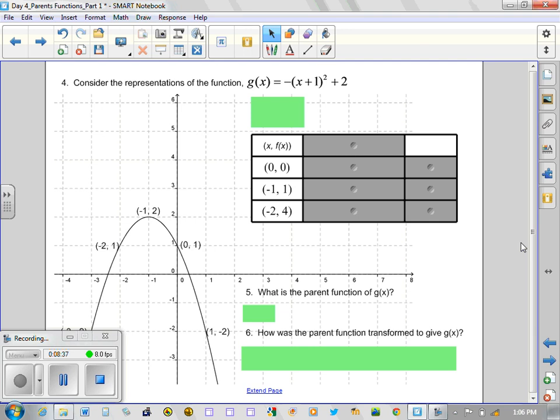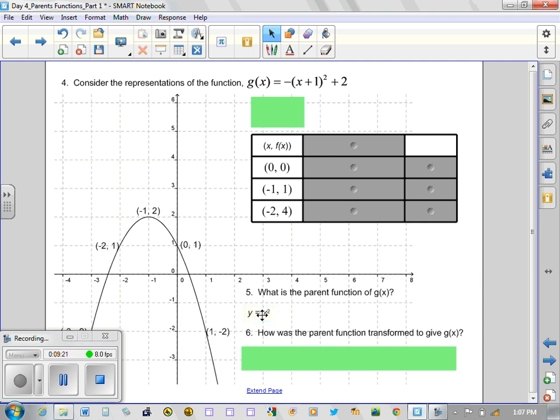Let's look at a different function. In this case, the rule, or G, is producing a new function, G at x, as negative (x plus 1) all squared plus 2. Same thing. We'll start off by looking at a set of ordered pairs which are not on the graph we have now. We have (0, 0), (-1, 1), and (-2, 4). You might recognize these coordinates as belonging to a particular parent function for the graph of G. And that function is none other than y equals x squared.